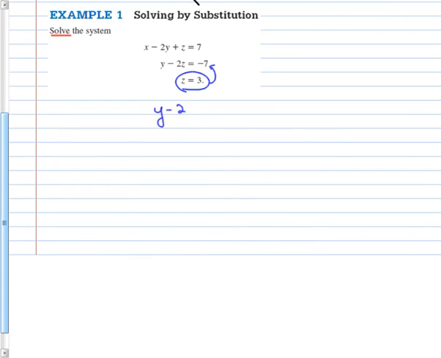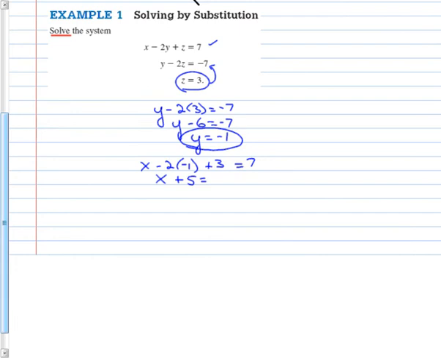Y minus 2 times 3 must equal negative 7. Y minus 6 is negative 7. Y must equal negative 1. We now know what y is, and we can come all the way to the top. X minus 2 times y plus our z, what was it, 3, must equal 7. So what do we have? 2 plus 3? X plus 5 is 7. What's x? X is 2.